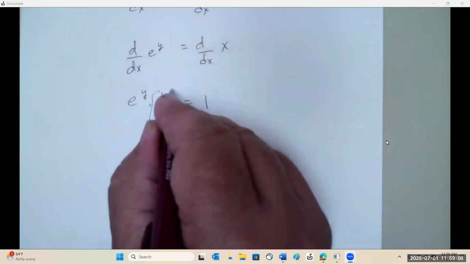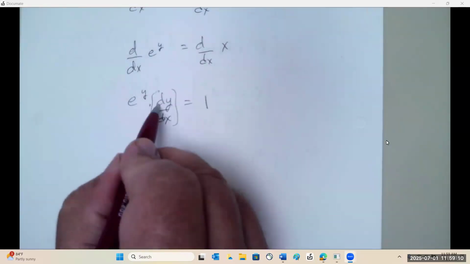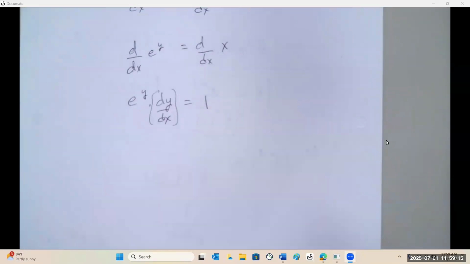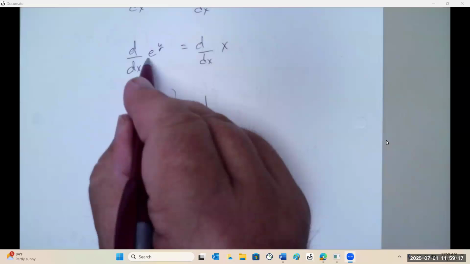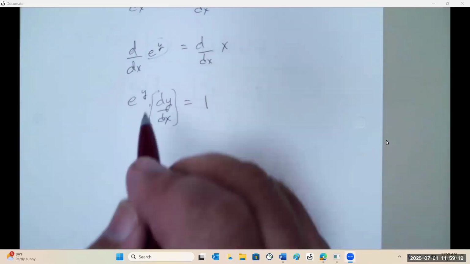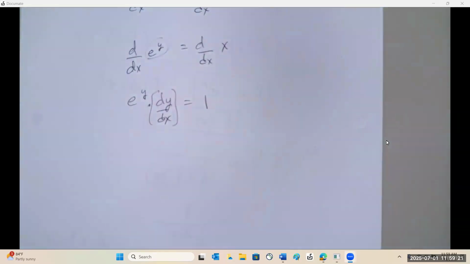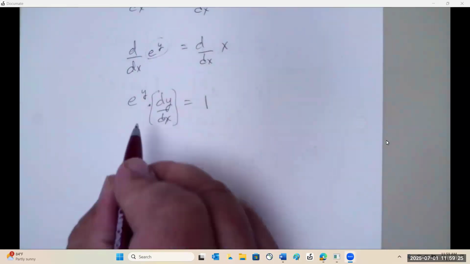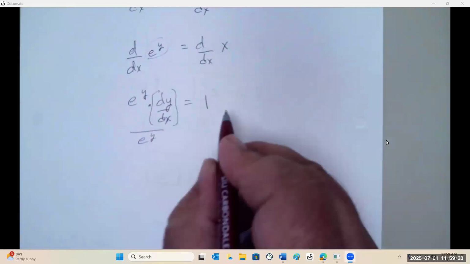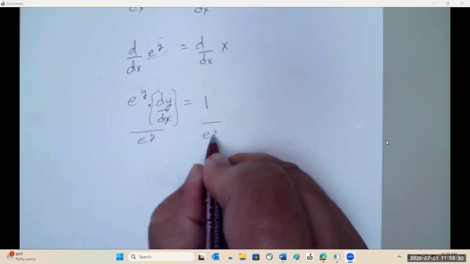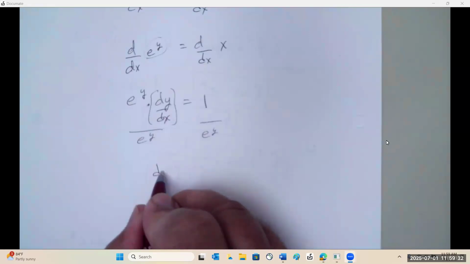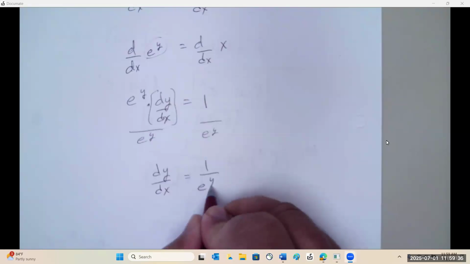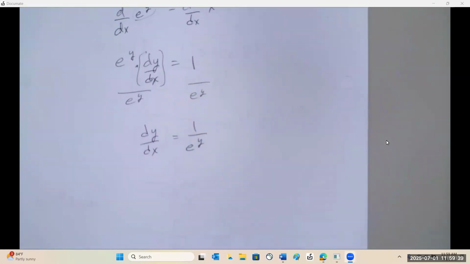No, it's out. This is multiplication, the product of it. That was the chain rule: take the derivative of this times the derivative of the exponent. Now we solve for dy dx. Divide both sides by e to the y. So dy dx is equal to 1 over e to the y.